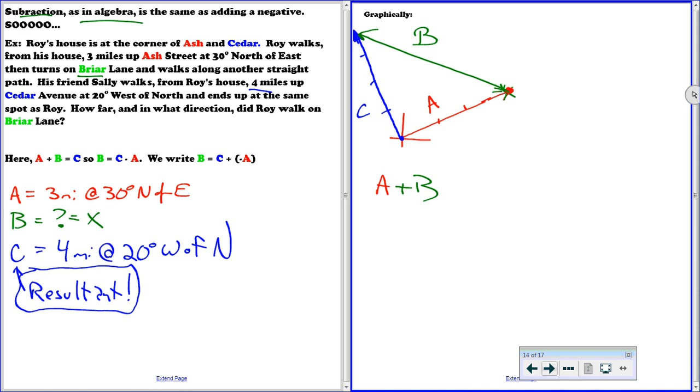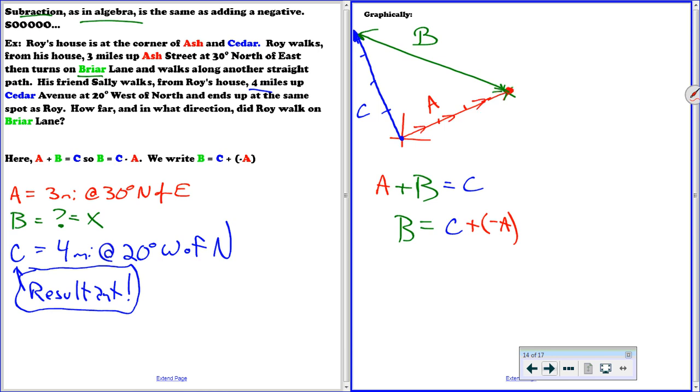But here's the deal. We need to find vector B. So let's solve this for B. All right? So if I do that, what I get is B equals C minus A, which is the same as saying plus negative A. All right? So negative A is exactly what you'd think it is, right? Vector A was this. We walked 3 miles this way, so negative A is walking 3 miles in the opposite direction.